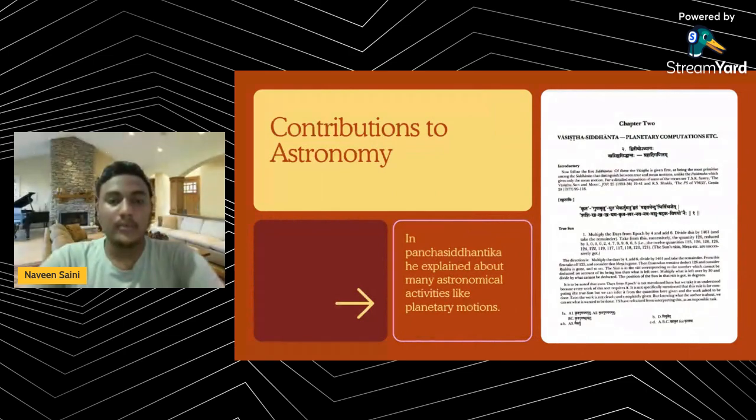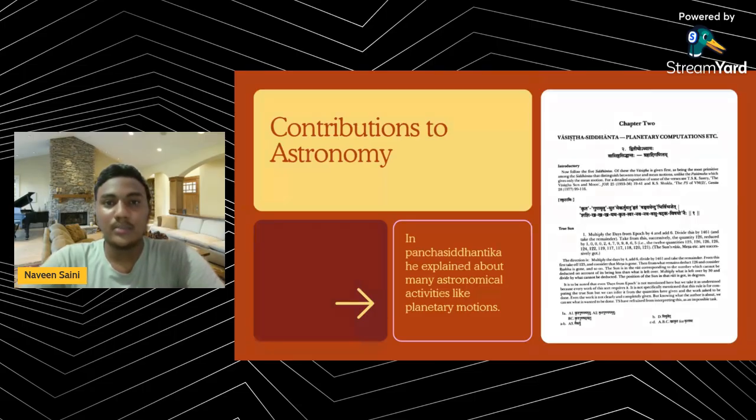Myself Naveen Saini, and I would like to tell you about the contributions of Varahmira in astronomy. Varahmira wrote a famous book known as Panchasiddhantika, in which he compared five earlier astronomical systems, which were Paulisa, Romaka, Vasishtha, Paithama, and Surya. These systems were compared by Varahmira, telling about planetary computations and their positions, calculating them using mathematical formulas and various tables. Varahmira used trigonometry in astronomy to calculate planetary angles and their positions.